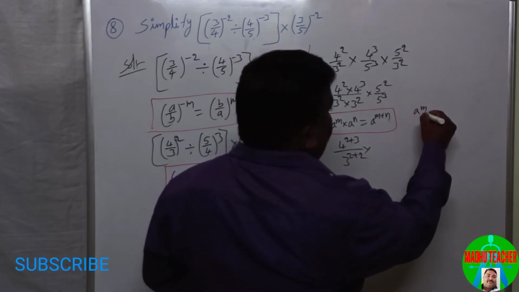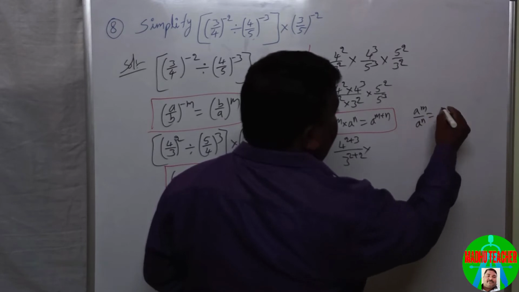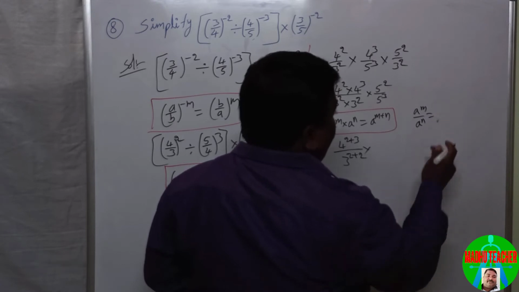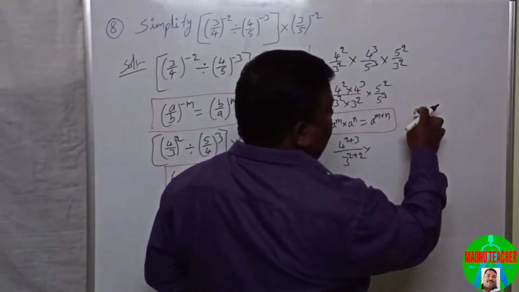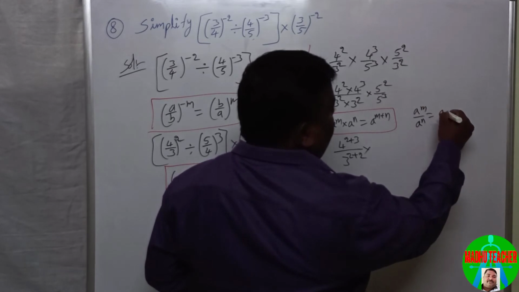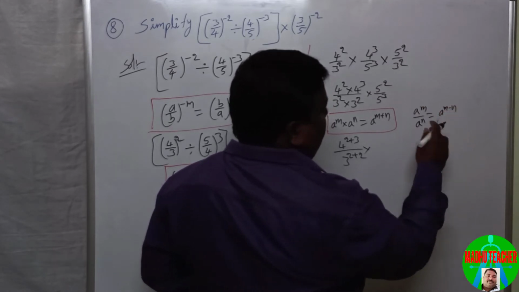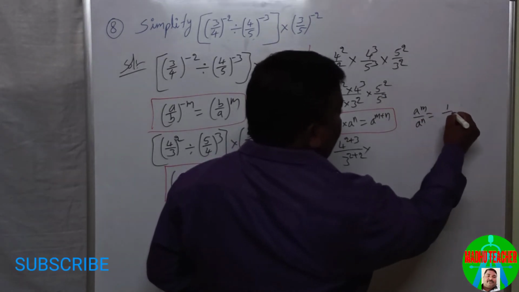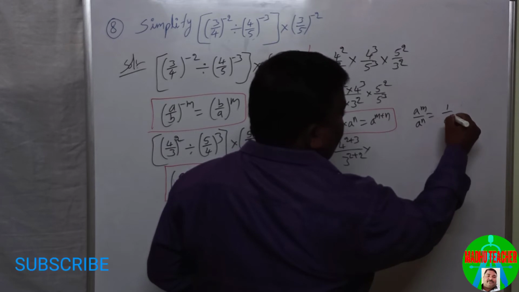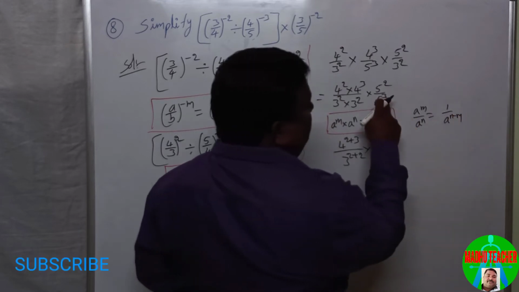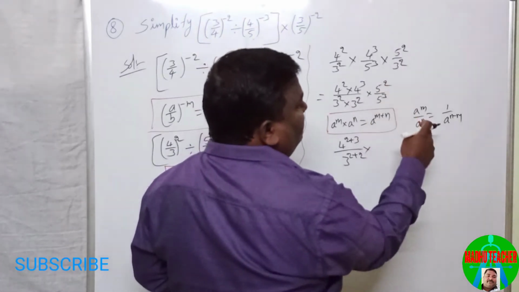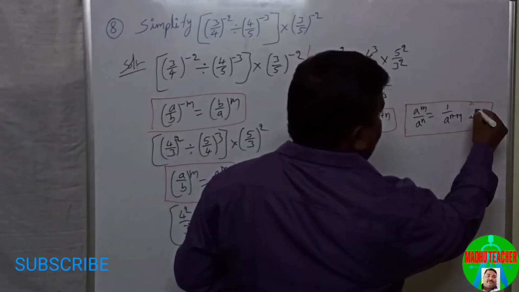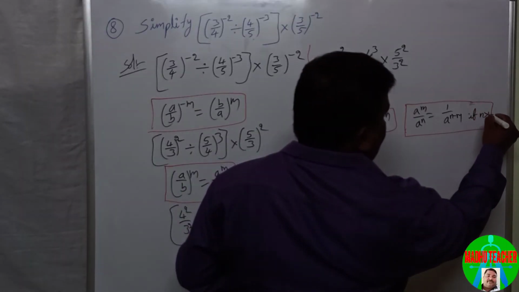so these are in the form of a to the power of m by a to the power of n, we can write a to the power of m minus n, if m is greater than n. If n is greater than m, we can write 1 by a to the power of n minus m. Here we have 3 is greater, that's why I am writing 3 minus 2. Okay, this is if n is greater than m.